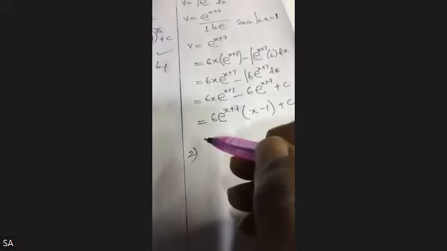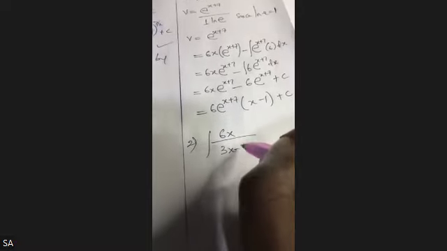Okay, so next, let's take another question. Let's call this one question 1. So let's call this one question 2. Take a look at this question. Integral of 6x divided by 3x minus 7 raised to power 3 dx.